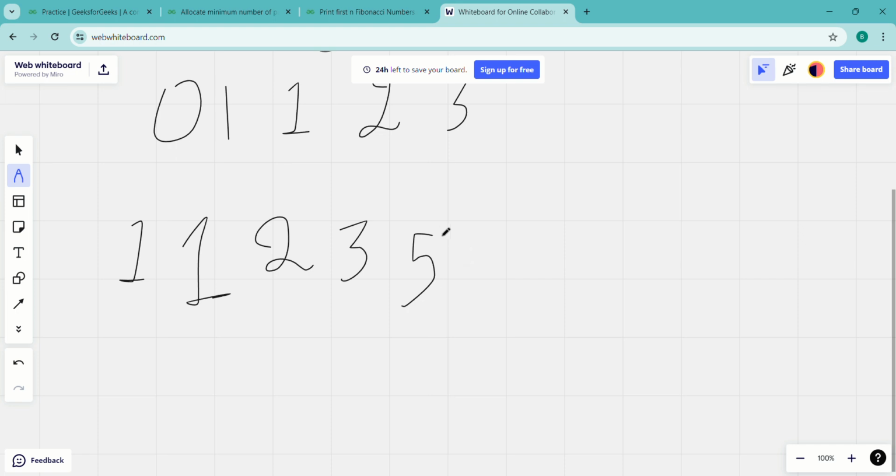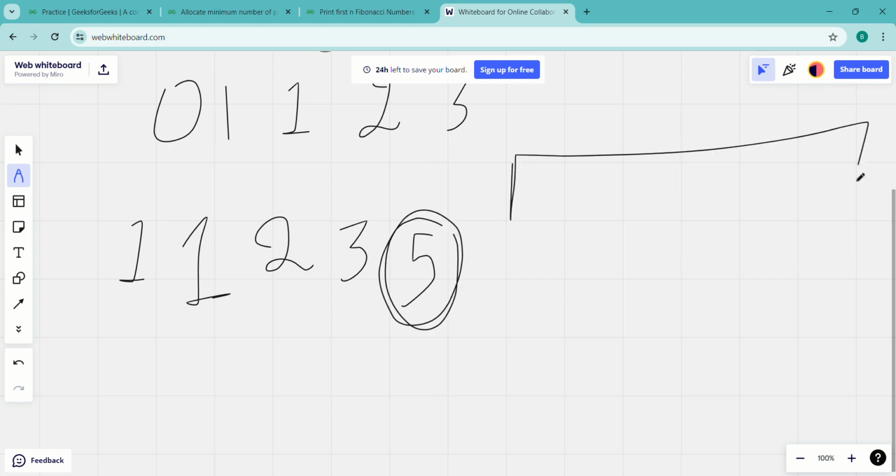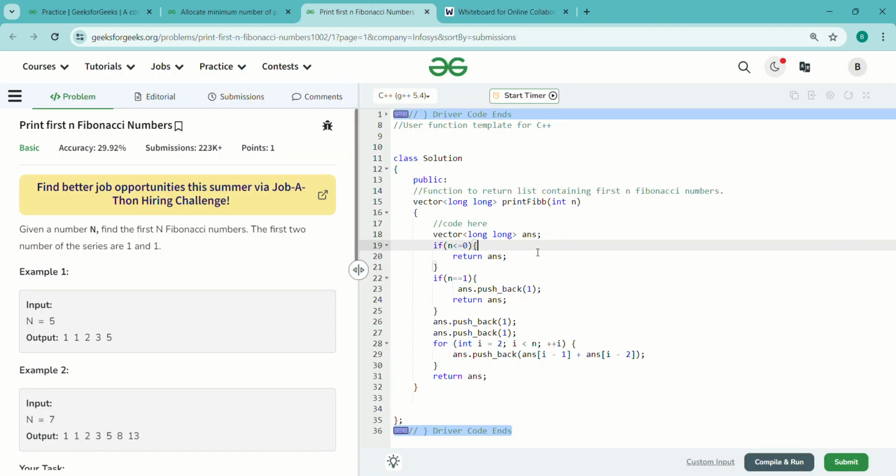So we are given n. We have to generate all the Fibonacci numbers and store that in a vector data structure, right? So we have initialized a vector because the return type of the function is vector long.